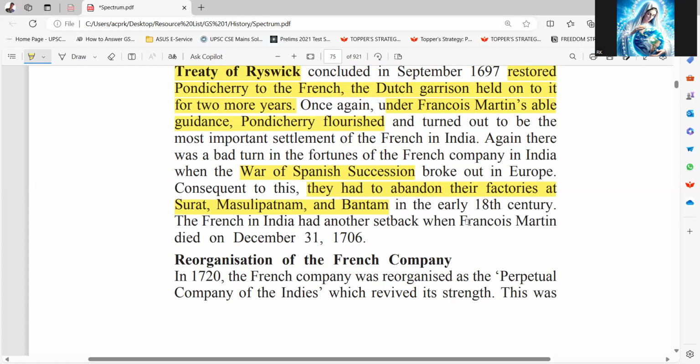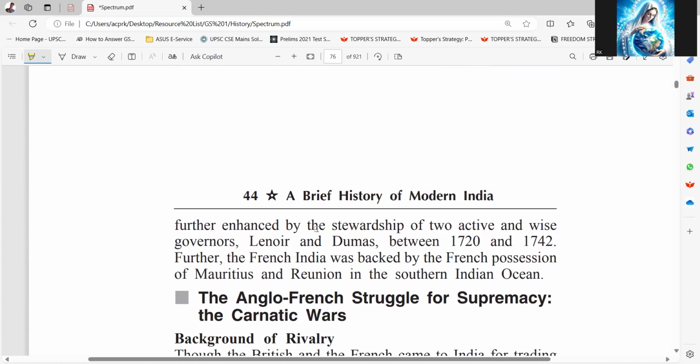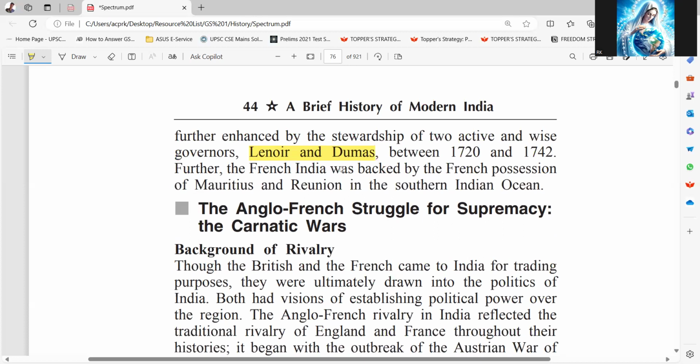Reorganization of the French company. In 1720, the French company was reorganized as the Perpetual Company of the Indies, which revived its strength. This was further enhanced by the stewardship of two active and wise governors, Lenoir and Dumas, between 1720 and 1742. Further, French India was backed by the French possession of Mauritius and Reunion in the southern Indian Ocean.